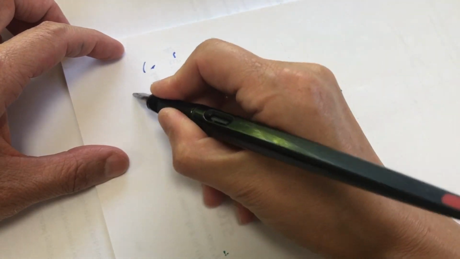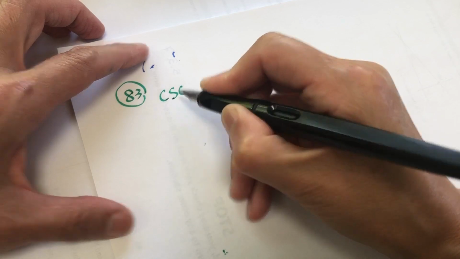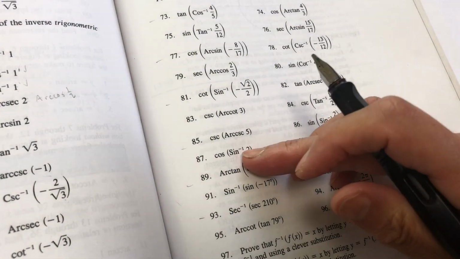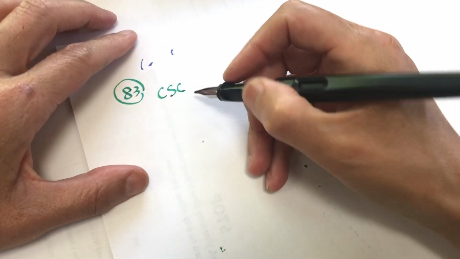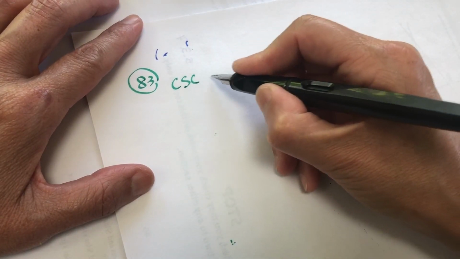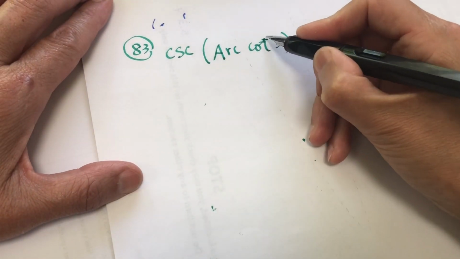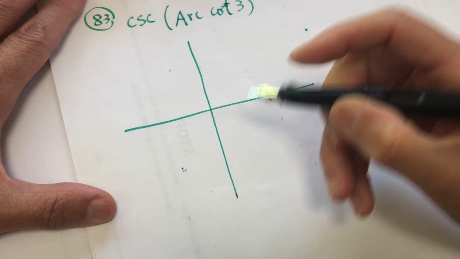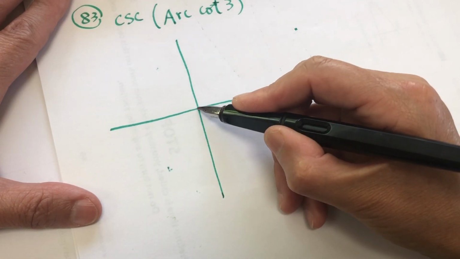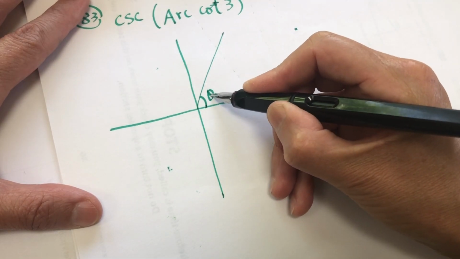83. Is cosecant of arc cotangent 3? Okay, so this one is capital, it must be in the first quadrant. We can write it directly like this. And we know one angle here. This is the angle theta.